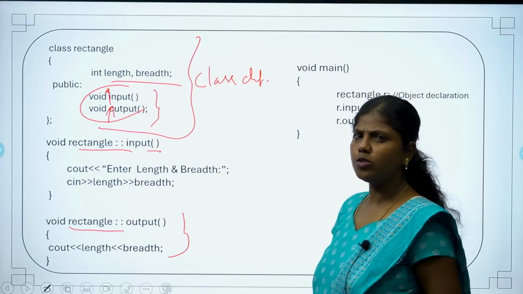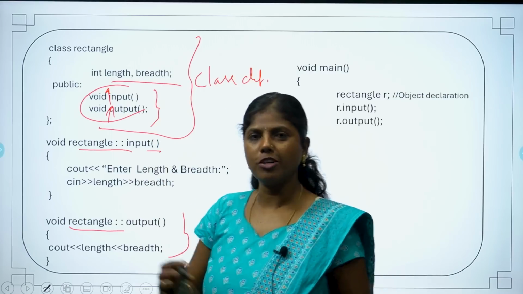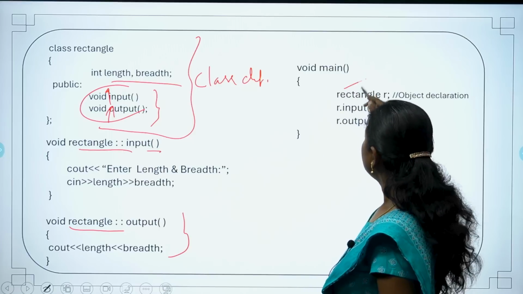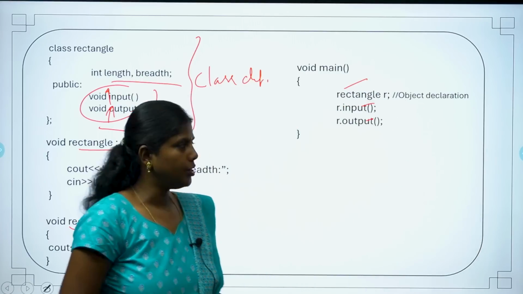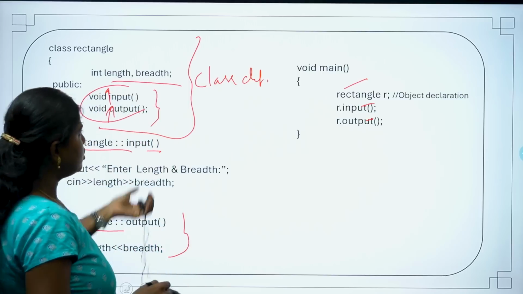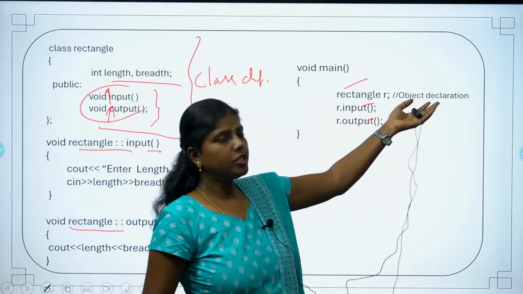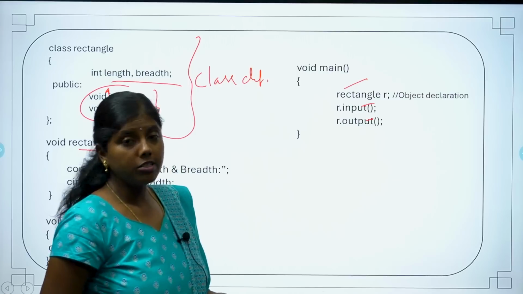Now we have a main function. What is there in the main function? Declare an object, call the function. How do you call the function? It's going to be an object dot function name. Is the point clear? So this is going to be the class definition. Object declaration is also nothing but class declaration.